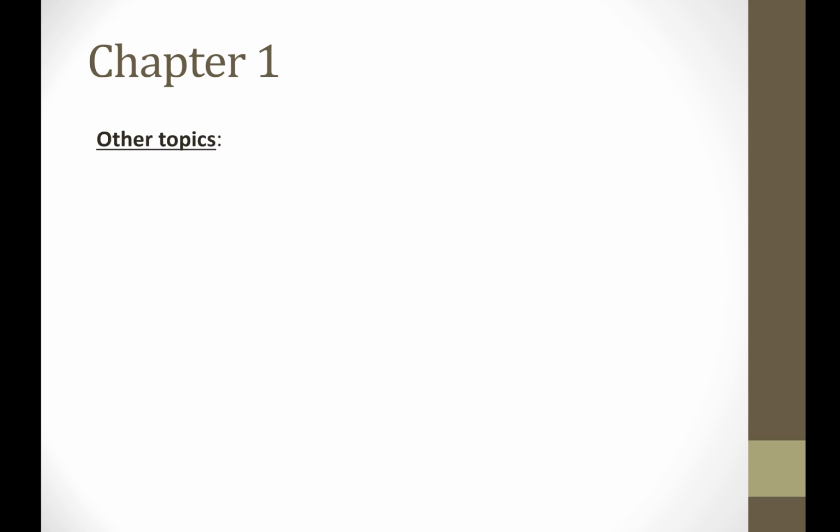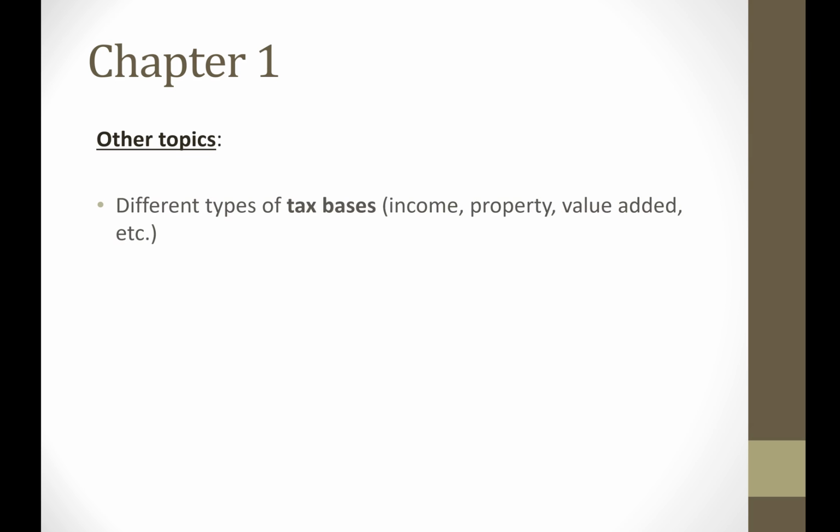In Chapter 1, there was also a number of smaller topics. A lot of terminology was covered in Chapter 1. We also talked about different tax bases here in Canada. There's different ways that the government can levy tax: income tax, property tax, value-added tax. Those would be things such as GST and HST. Now, income tax is the largest revenue source for the government.